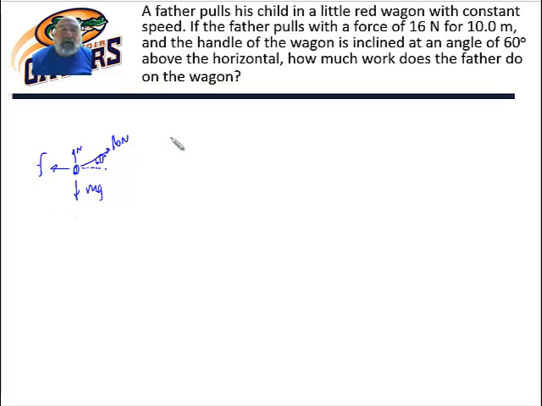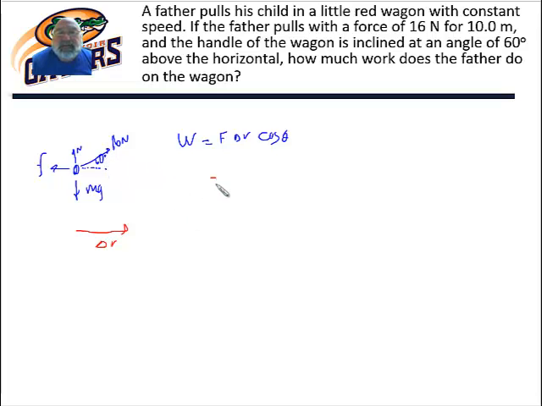Well, we're only interested in the work done by the father. Well, the father is applying a force of 16 newtons. We don't have to worry about our normal or our weight or our friction force in this case, because we're not interested in the work done by those. So the work done by the father is equal to the force applied by the father times the displacement that force is applied over times the cosine of the angle between the force and the displacement. Well, in this case, the displacement is horizontal, and the angle between horizontal and the force is 60 degrees.